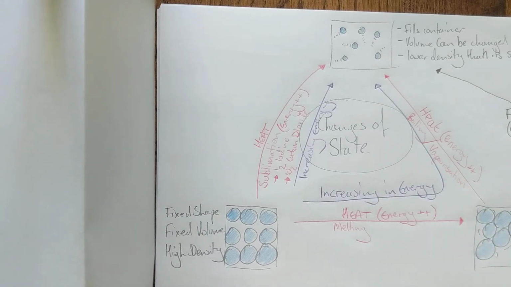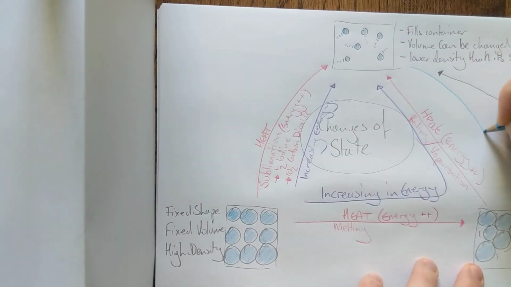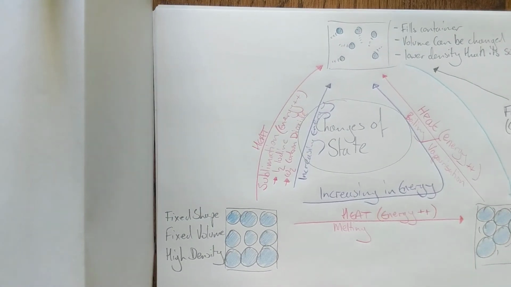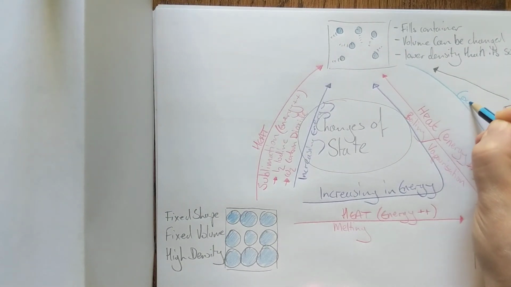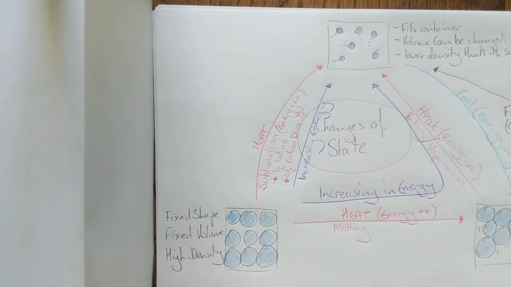Okay, now how about coming back the other way? Well, what we then need to do is reduce the amount of energy, and we reduce the amount of energy by cooling it down. So we'll cool this one down, and we'll say energy minus minus. Okay, so we're taking energy away.